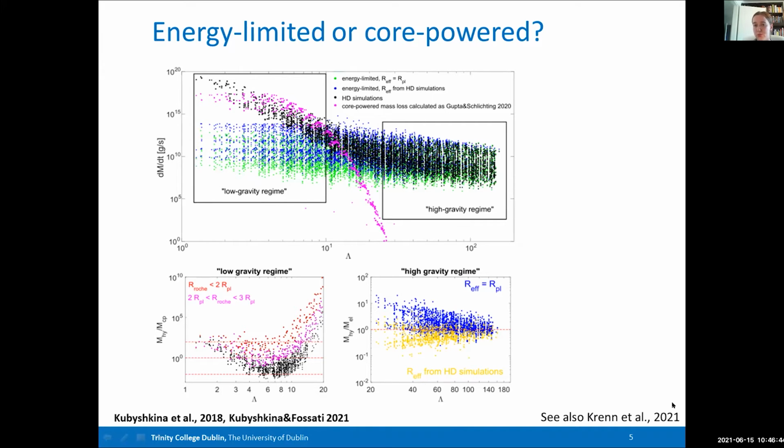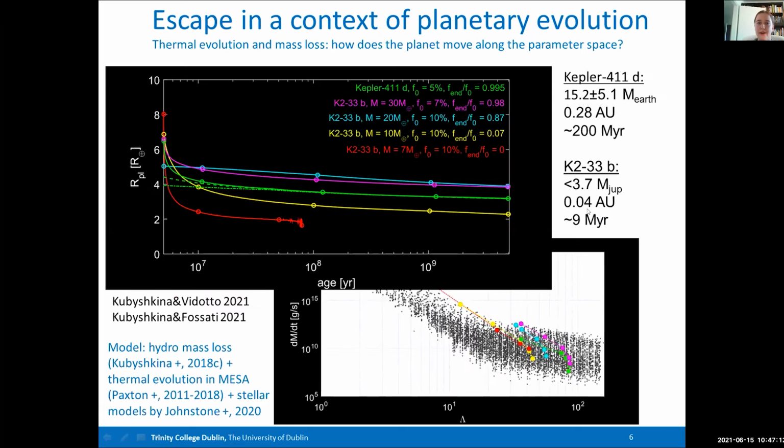also Krenn et al. 2021. The takeaway message from here is that the main driving mechanism in terms of evolution for different planets is likely different. It would be good to account for this when making population studies, and also when looking at a specific planet, it would be a good idea to start by defining which escape model would be appropriate.